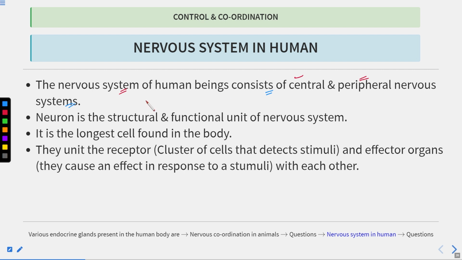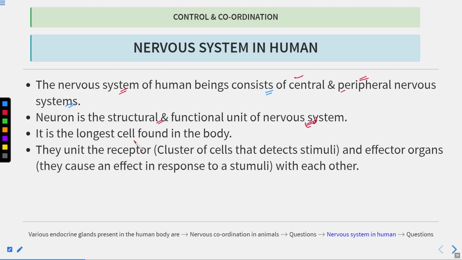Clear? Now, one more type of nervous system is also present, known as the autonomic nervous system, which you can say is a part of the peripheral nervous system. Now, what is a neuron? We have already discussed. Neuron is the structural and the functional unit of the nervous system. Neuron is also known as the nerve cell. The structure of the neuron we have already discussed, but briefly, we'll discuss the structure again here in this lecture.